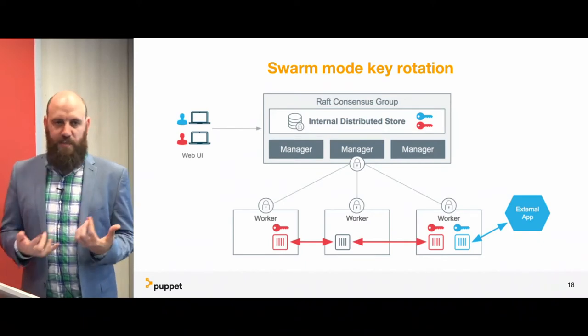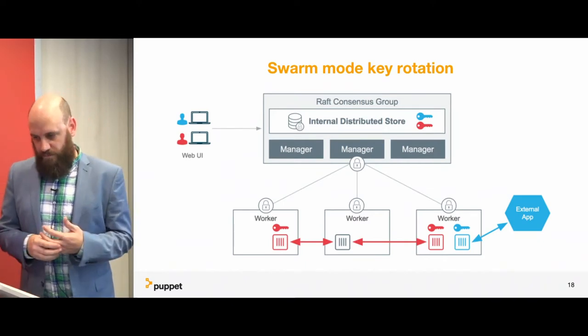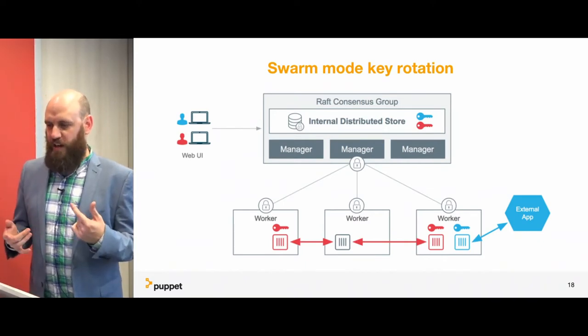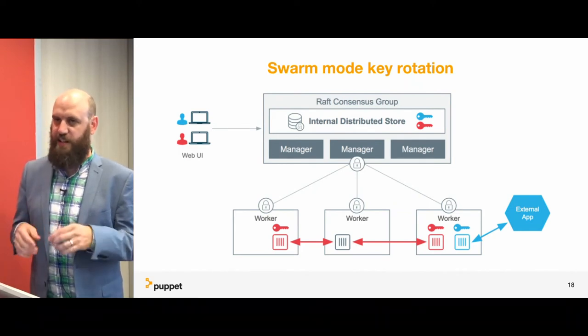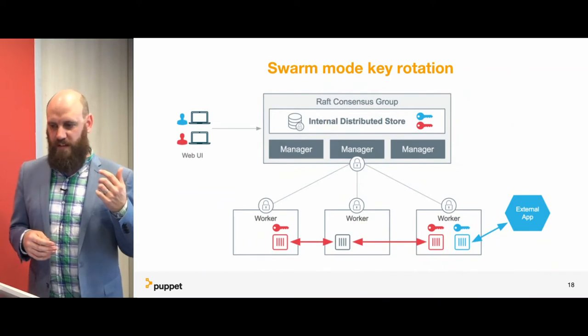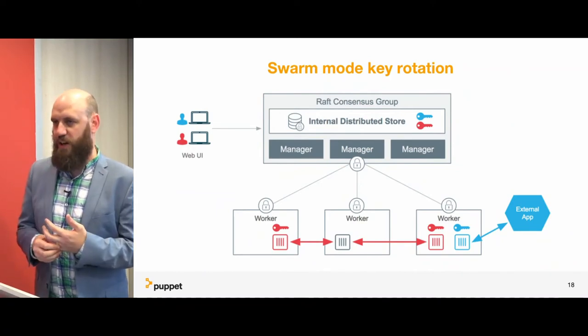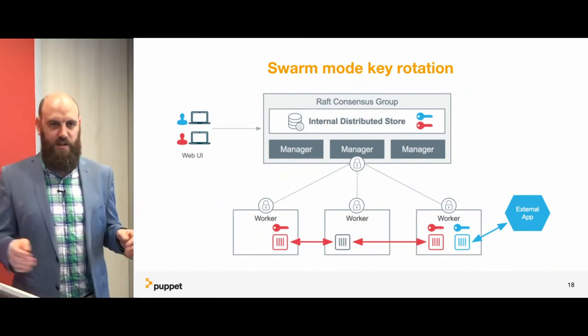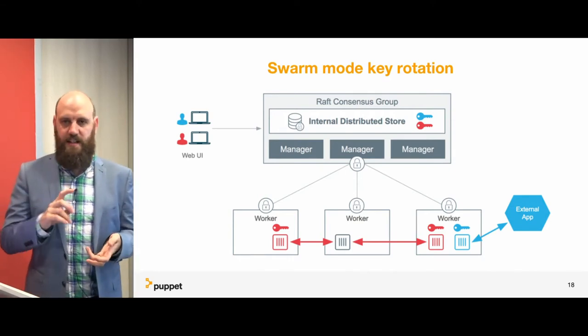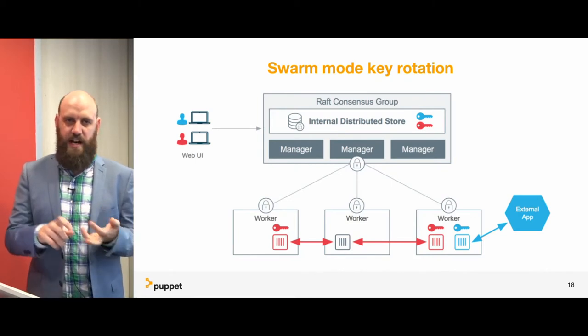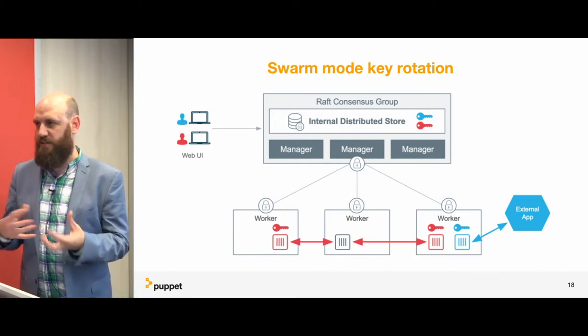So they ship with key rotation straight out of the box. And Diogo from Docker, the head of security, has done a great talk about this at Container Camp in great detail. If you want to find out more about how this works, he did a half-hour talk pretty much just on this and how you can mitigate man-in-the-middle attacks. The CA can be hijacked and your cluster can still live.